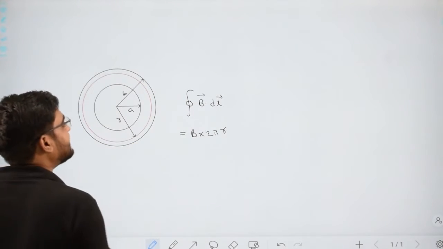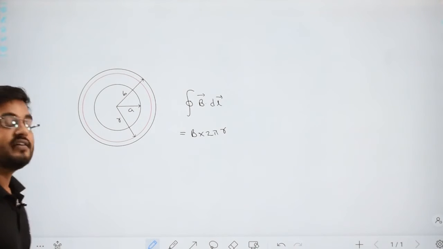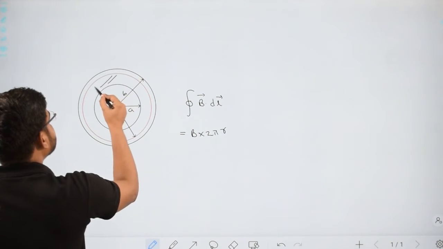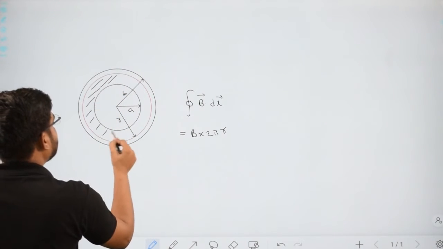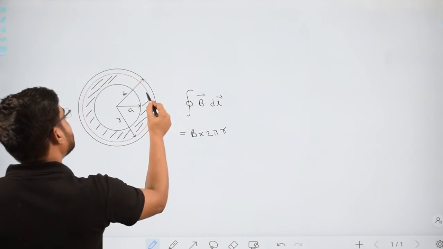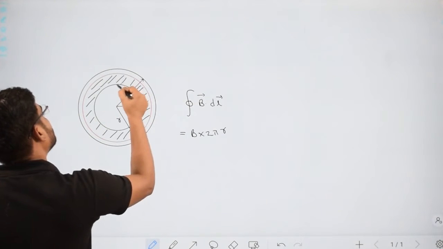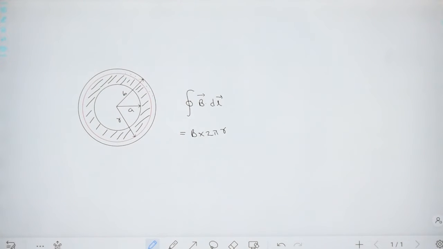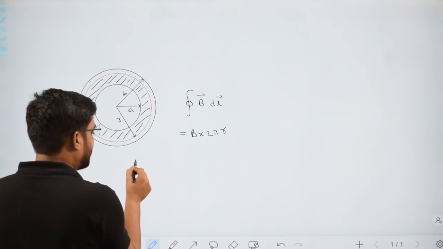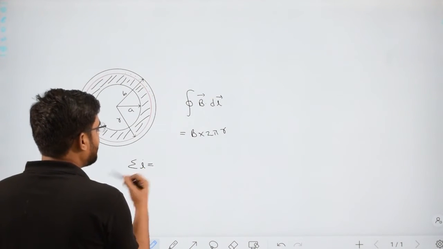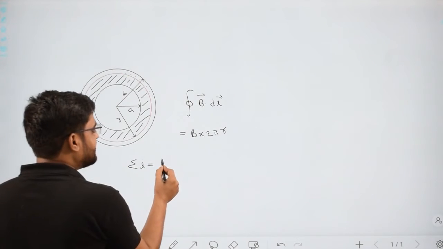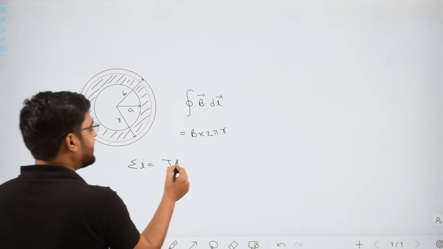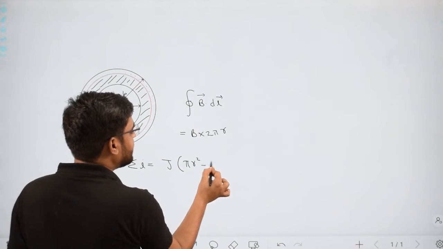What about the sum of all the currents? For that I need to get the current which is passing through this. Now current is coming through the entire cross section, but only this cross section, whatever amount of current is coming through this, is the current passing through the Amperian loop. The current passing through this inner region will not be counted as part of the sum of all the currents. So the sum of all the currents is the current density into this area. This area is how much? Pi R square minus pi A square, the outer minus inner, right?